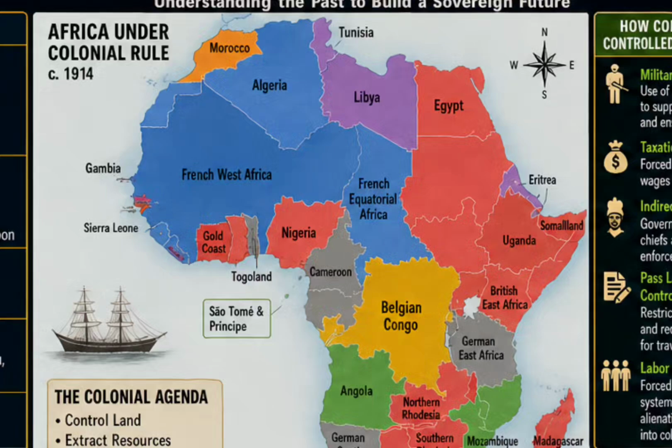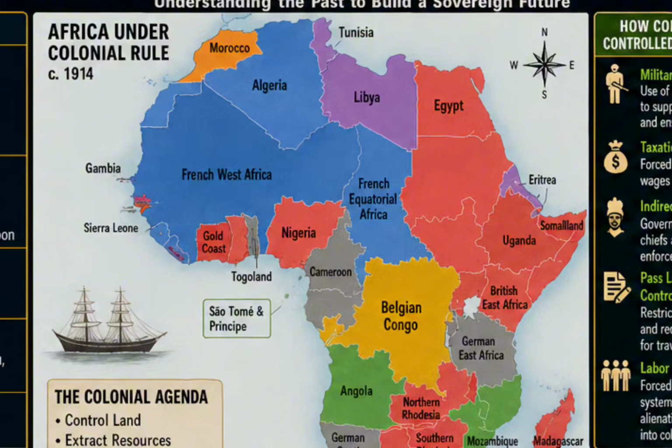Africa, colonization impacts and the path to liberation. Colonialism in Africa was presented as a noble mission, but its reality tells a very different story. European powers claimed they were bringing civilization, modernization, Christianity, and trade.